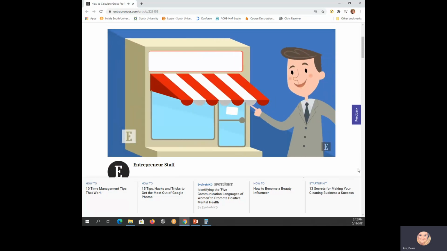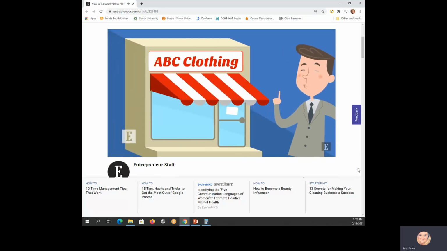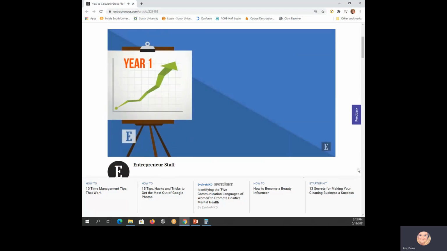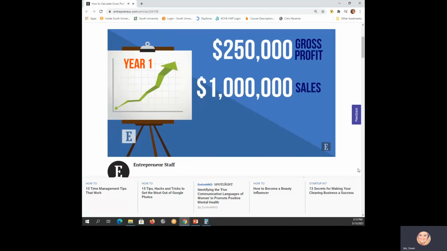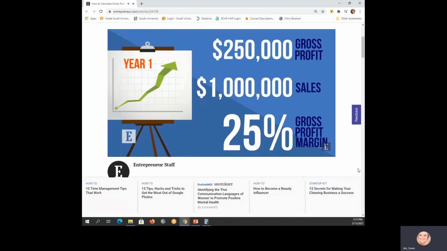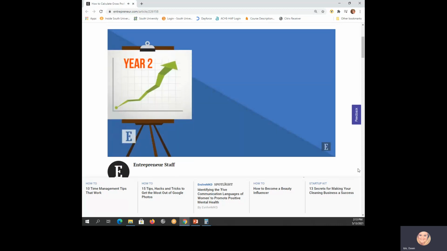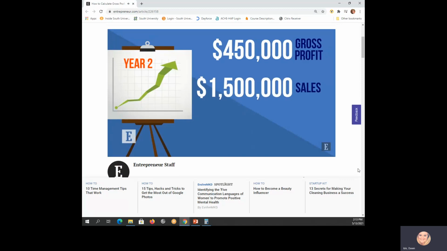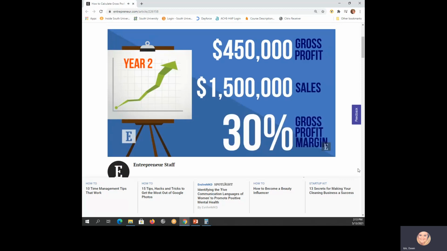Let's look at the gross profit of ABC Clothing Incorporated as an example of the computation of gross profit margin. In year one, the sales were $1 million and the gross profit was $250,000, resulting in a gross profit margin of 25%, $250,000 divided by 1 million. In year two, sales were $1.5 million and the gross profit was $450,000, resulting in a gross profit margin of 30%, $450,000 divided by 1.5 million.